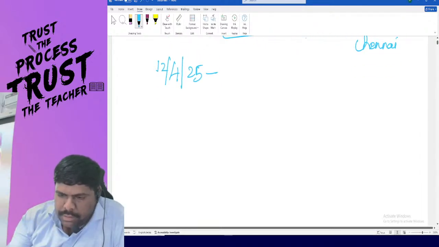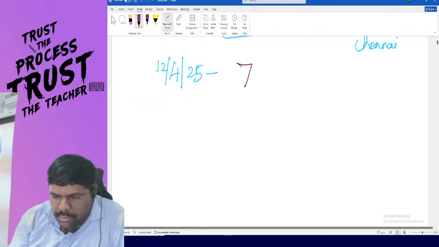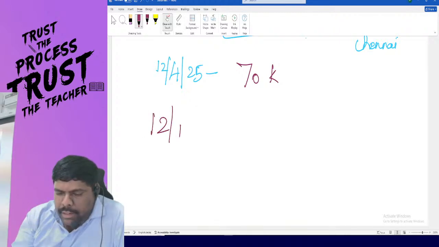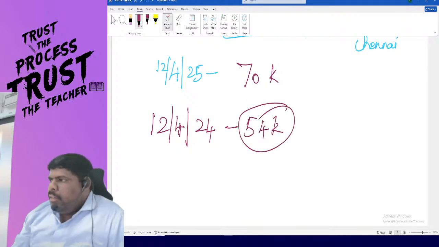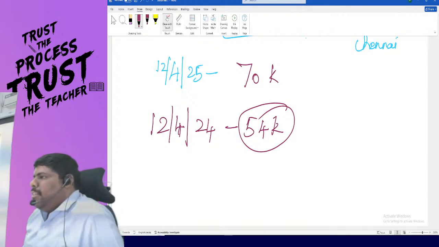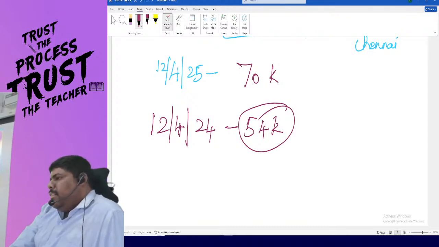It is 70K. Okay, just go some 1 year back. It is something close to 54K. It has never crossed 54,000 last year. How much increase in the past 1 year? 16,000 by 54,000. It is nearly 30% increase. Correct?